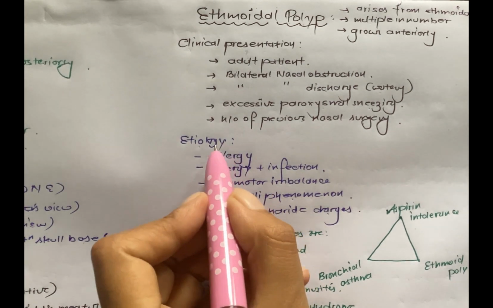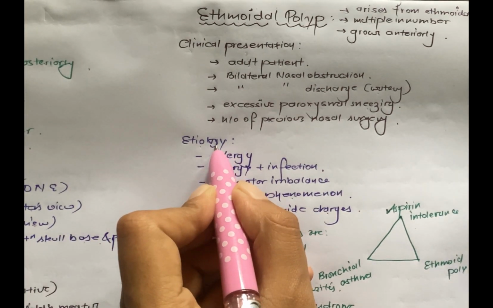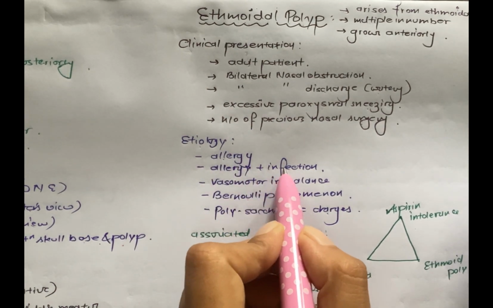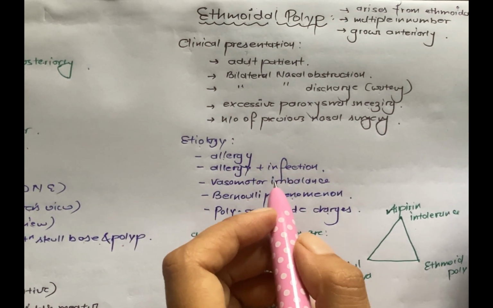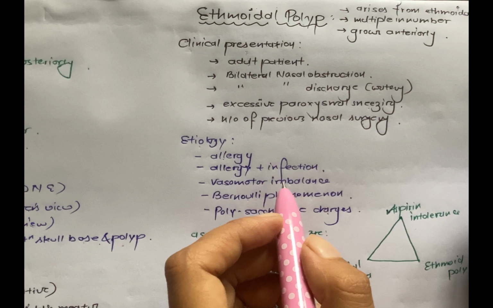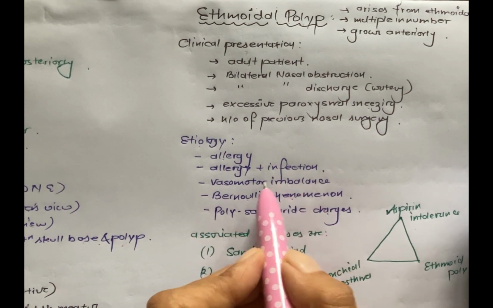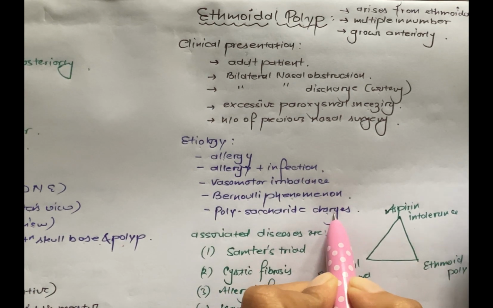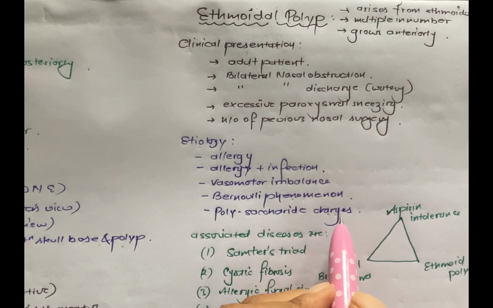Talking about the etiology, it is mostly caused by allergy, and allergy and infection can also be present. The infection may lead to inflammation of the mucous membranes in the sinuses that may lead to swelling and protruding of this mucosa into the nasal cavity, forming the polyps. Vasomotor imbalance, Bernoulli phenomenon and polysaccharide changes are also responsible for the formation of ethmoidal polyps.